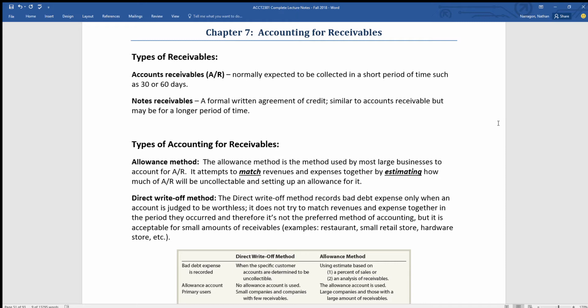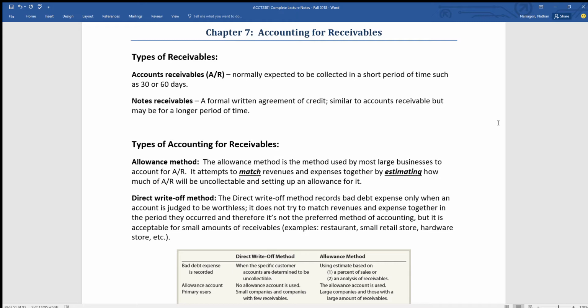The first part that we're going to get down to is the types of receivables we are going to look at. One is the classic accounts receivable, and these are normally going to be for short periods of time, usually around 30 to 60 days. After it gets past 60 or 90 days, we want to watch out because we're probably not going to get the money back. But we're just going to see what happens when that does happen.